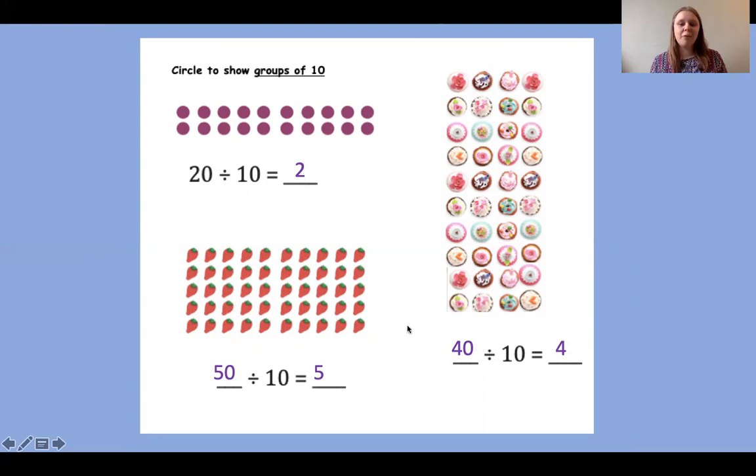This was an array of 40 cupcakes, very lovely looking cupcakes. We're dividing by 10, so this is a column of 10, and we're going to circle each of those columns, so there should be 4 columns of 10. So 40 divided by 10 equals 4. Okay, you've worked really hard this morning. I'm now going to show you what your challenge is.